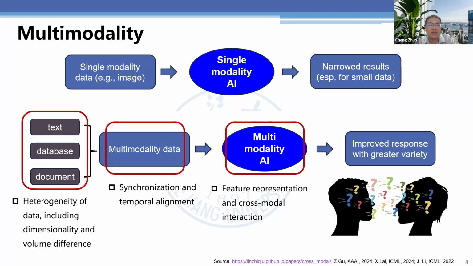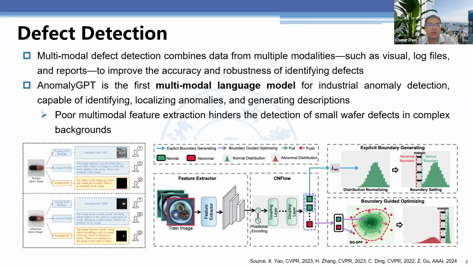On the other hand, because the dimension and volume are so different, it's very difficult to synchronize and align those data. And the last thing is that when we want to look at the key features from some modalities, experience is very important. Human experience is very important for such cross-modal interaction. So how to overcome those challenges is another issue.